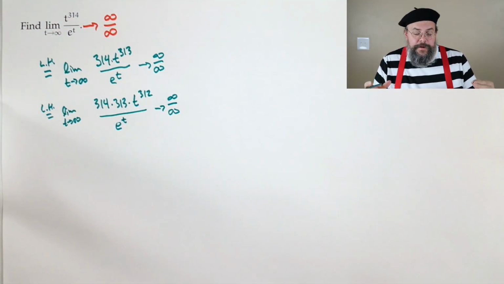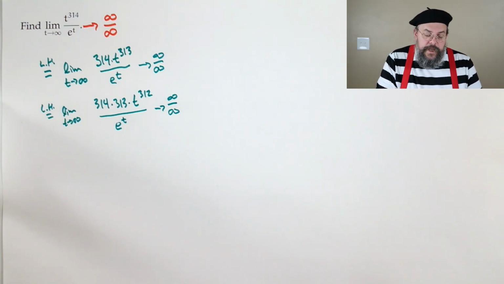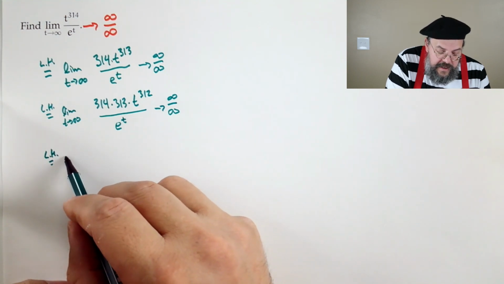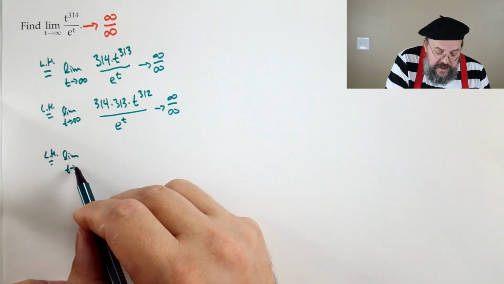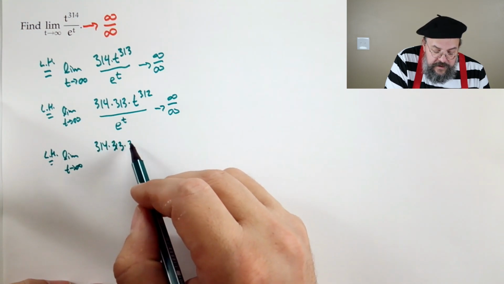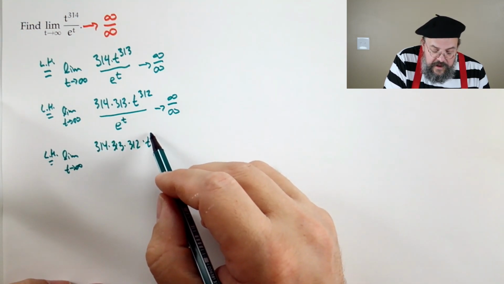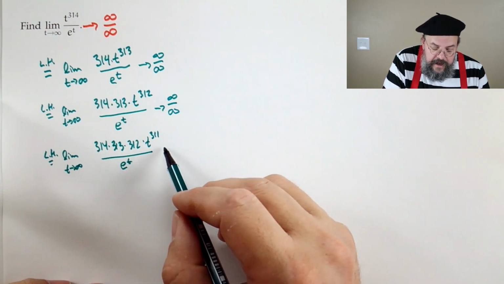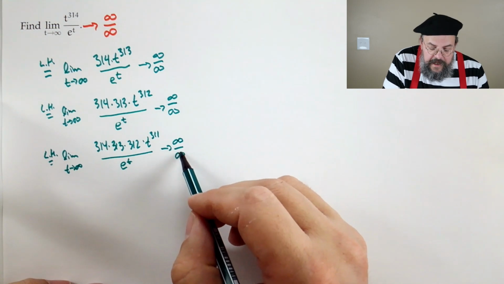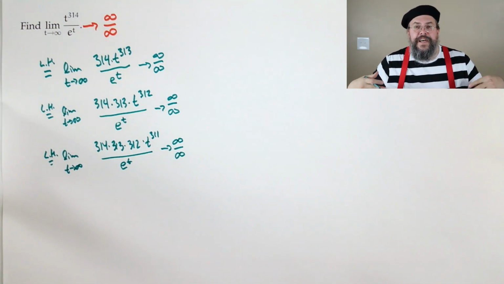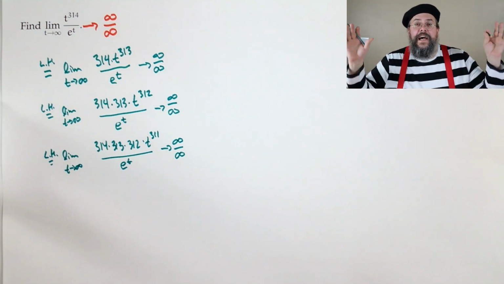Okay, so what do we do? Well, we keep going, right? Now, we'll apply it one more time. Limit as t goes to infinity of 314 times 313 times 312 times t to the 311 over e to the t. And still going to big over big. And it doesn't really feel like much is changing, right? Because we still say, hey, it's still going to big over big, and we do it again, it's still going to big over big. Is this a case where we just give up?